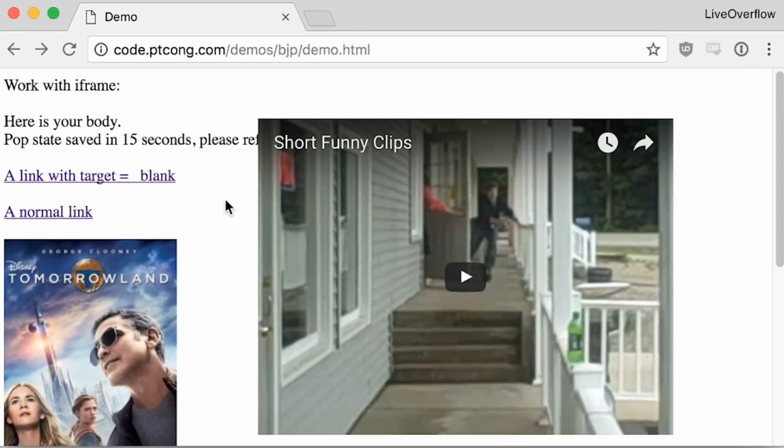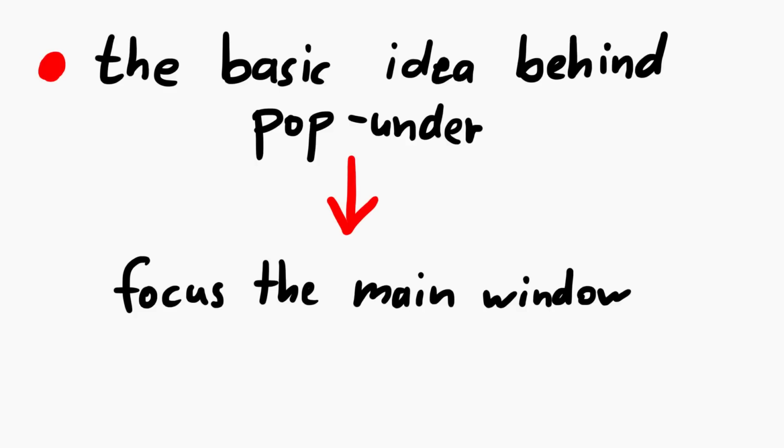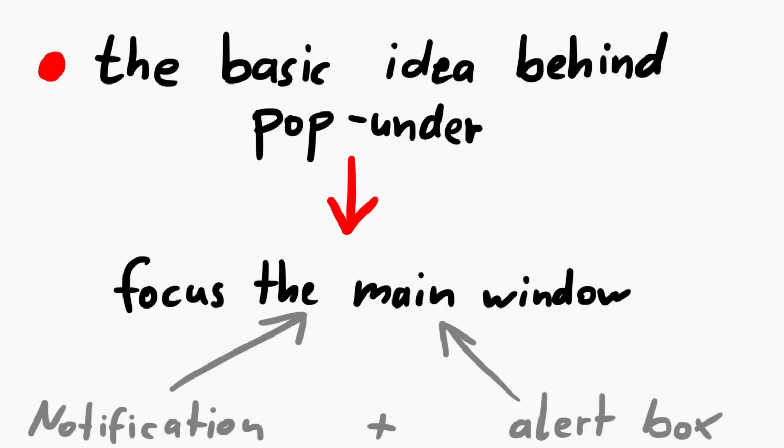At this point, I realized what seems to be the basic idea behind all of this. To create a PopUnder, you somehow want to get the main window back in focus. And it looks like with this weird combination of notification requests and alert box, you can get back the focus of the main window. Knowing this, let's move on with some debugging.